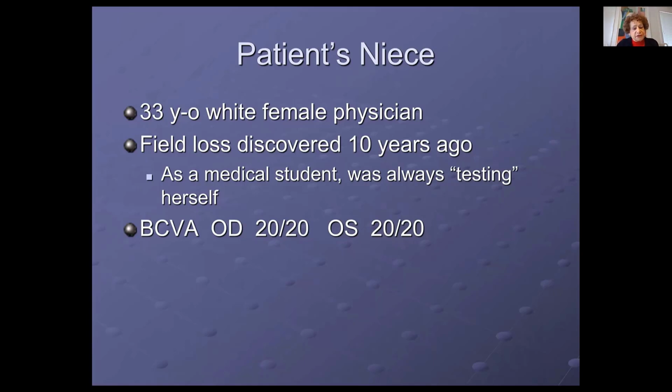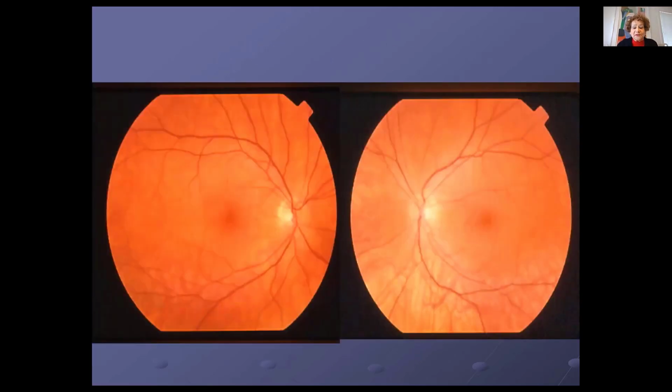She was 33 years old, younger than her uncle. And she discovered 10 years ago when she was a medical student, when they were learning about eyes, they learned about visual field testing, so they always did the tests on themselves. And she had normal vision. She had no complaints. And they noted that she had a superior visual field defect. And she never knew why. She never pursued it. She had normal vision, no complaints. She had other things to worry about as a medical student.